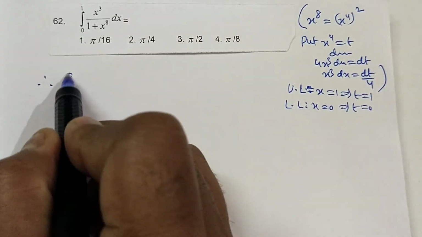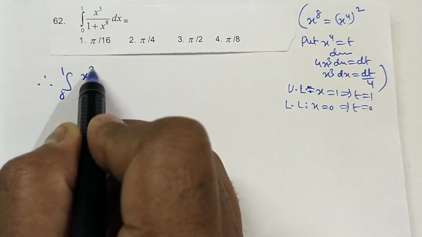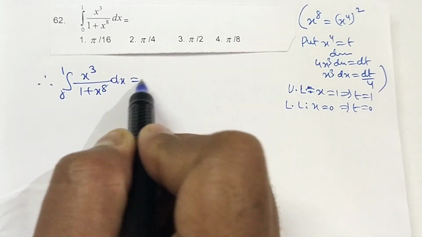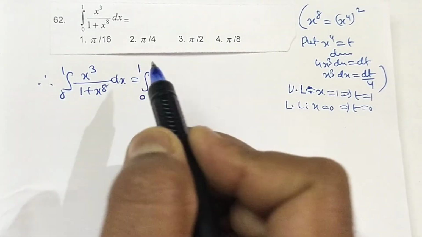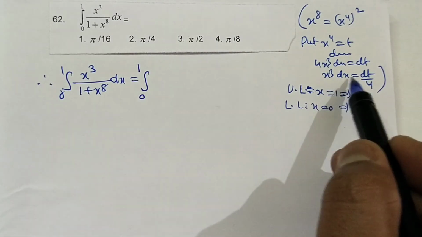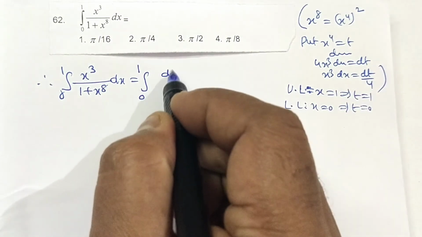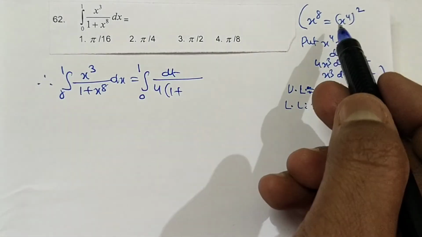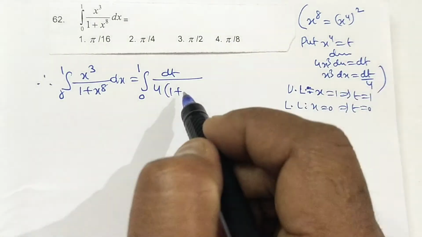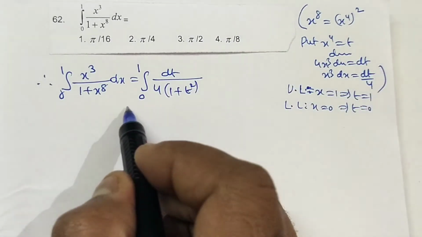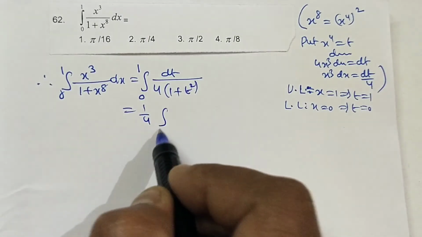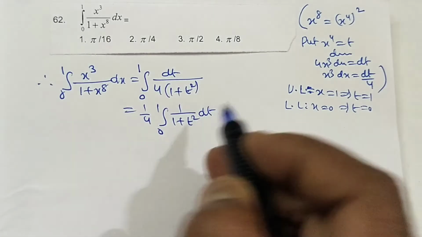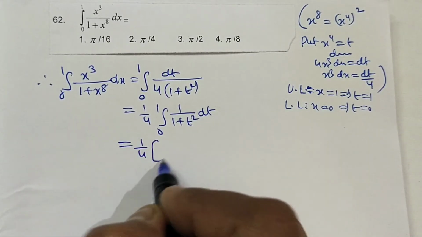Therefore, integral 0 to 1 x cube by 1 plus x power 8 into dx equals integral 0 to 1, in place of x cube dx, dt by 4 now. So dt by 4 into 1 plus x power 8 can be written as 1 plus t square. So 1 by 4 integral 0 to 1 1 by 1 plus t square into dt. 1 by 4 tan inverse of t.